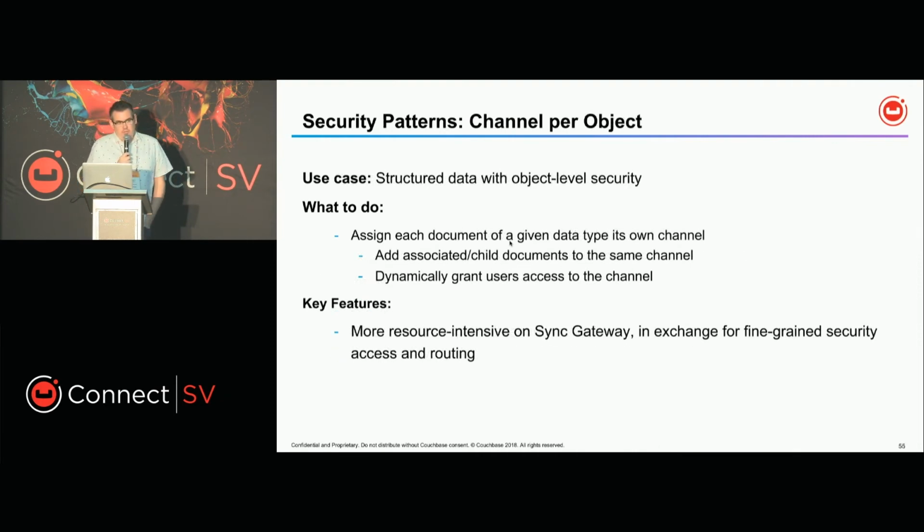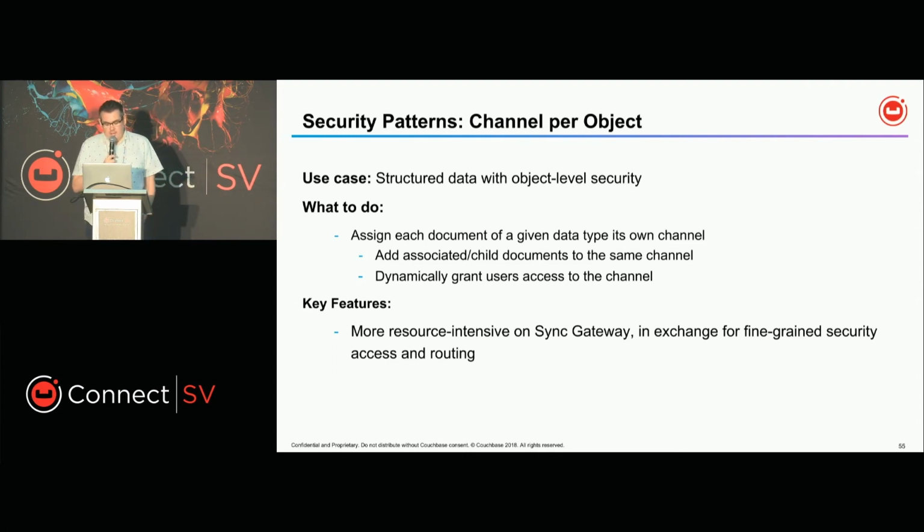A more complex approach to security, to support really data-driven security, would be a channel per object approach. So this would be a use case where you have structured data with object-level security. An example might be a sales app or a service application. You could have an object like a customer account, and a customer account would have multiple documents associated with it. Here, each document would be associated with that customer account's channel, and you would be dynamically granting users access to that channel, and when they get access to the channel, they get access to all the documents associated with that channel.